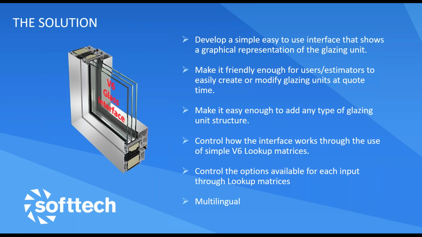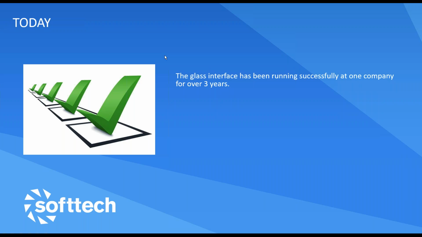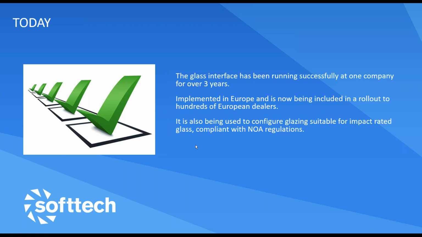So we've developed what we call the V6 glass interface. And as it stands today, the glass interface has been running successfully at one company for over 3 years now. It's also been implemented in Europe and is now being included in a rollout to hundreds of European dealers. It's also being used to configure glazing suitable for impact-rated glass, compliant with NOA regulations. And it's now being incorporated into more and more V6 implementations.